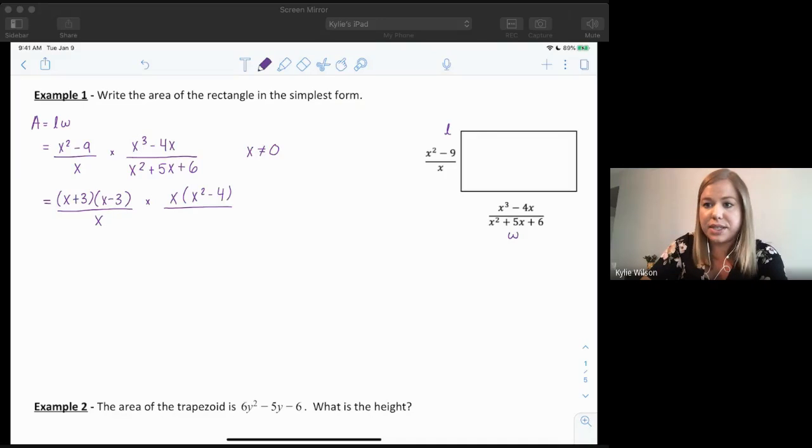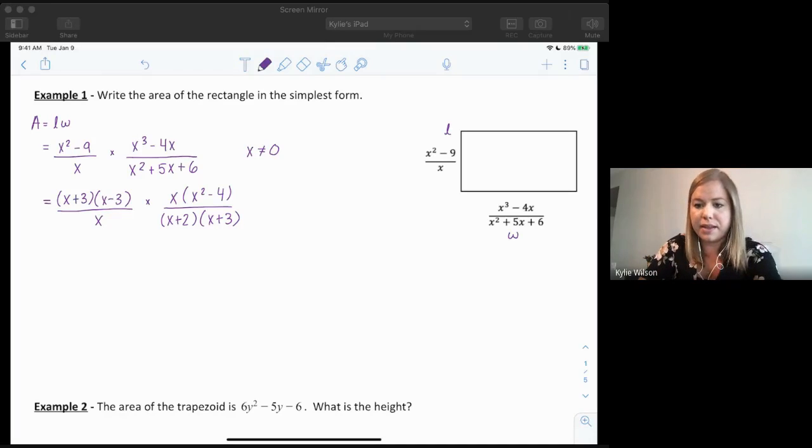Yes, Dimitri, you can put your question into the chat. Do you always have to factor? Yes. So anytime you can factor, always factor. There's no situation in which you won't factor. The only reason you wouldn't is because it's unfactorable. Great question.